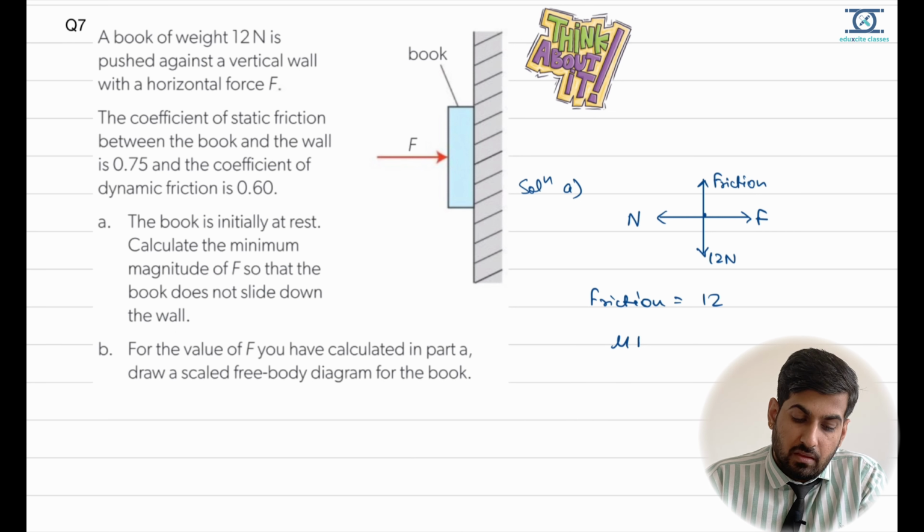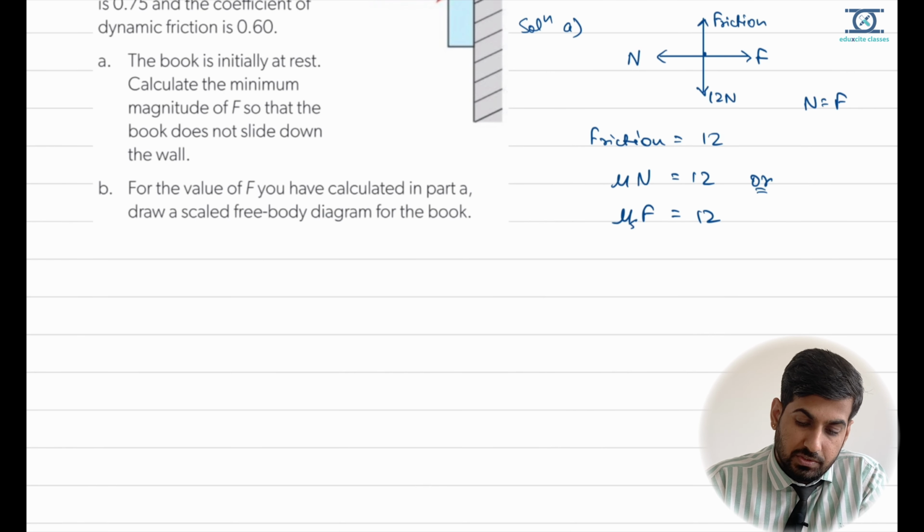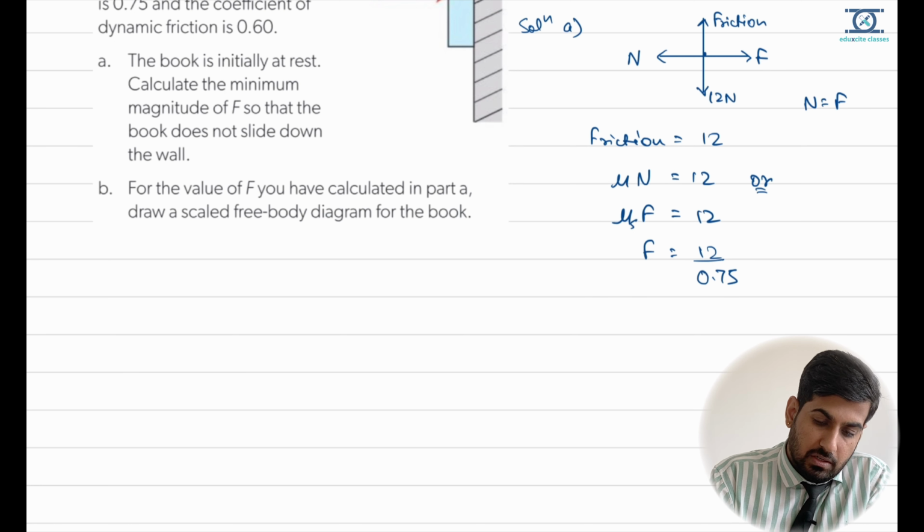Now, if I want to find the minimum magnitude, the book has to just slide down. So I will use the static coefficient of friction. So F will be 12 over 0.75. So this gives me the answer for part A, which is 16 Newton.